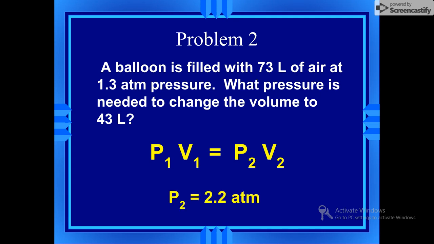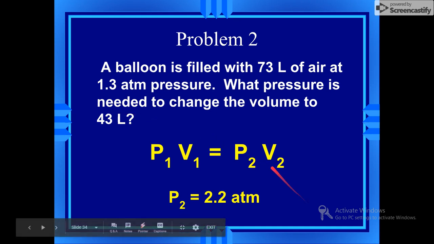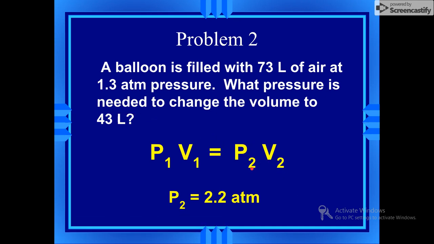And so you should get 2.2 atmospheres as your answer. Just to walk back through that one, in this equation, our initial volume is 73 liters, right there. Our initial pressure is 1.3 atmospheres, so that's going to be your P1. And then we don't know what our P2 is, that's what we're trying to solve for, but our V2 is 43 liters. So to solve this equation, you'll say 73 times 1.3 divided by 43, and that's going to give you 2.2 atmospheres.